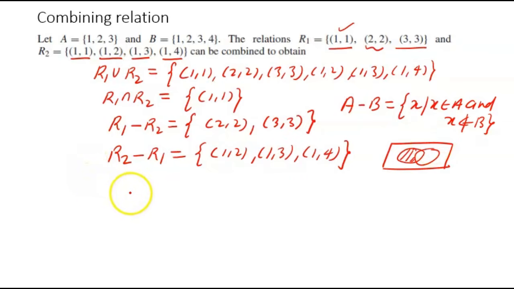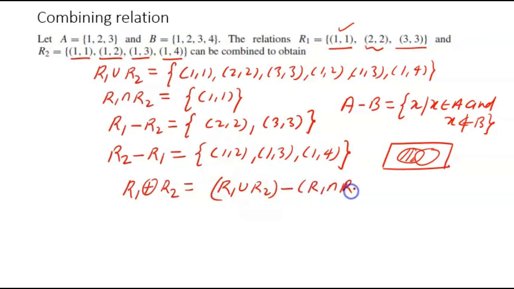There is one more operation that we can define, and that is called the exclusive OR operator. So if I ask you what is R1 exclusive OR R2, this is defined as R1 union R2, right, minus R1 intersection R2. You should remember this. So R1 union R2 minus R1 intersection R2 is going to contain all those elements which are there in R1 union R2 but not in R1 intersection R2.